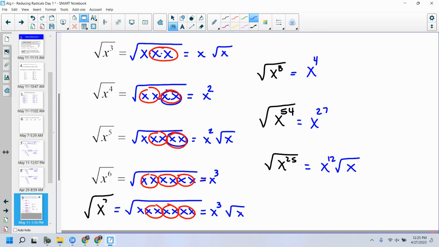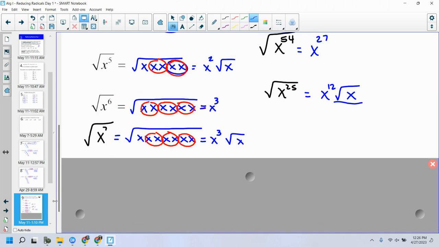Now, could you fall back and do just writing it out every single time? Yeah, but if it's a big power like that, are you going to spend the time writing it out? No. So again, for the odd powers, all you need to do is subtract 1 from the exponent and then divide by 2. That's the power on the outside. Then make sure you just tack that on.